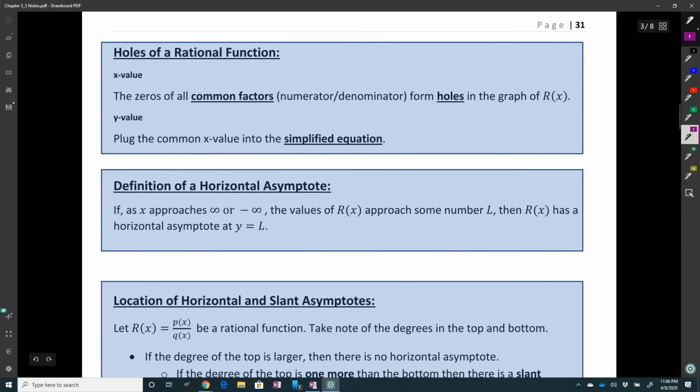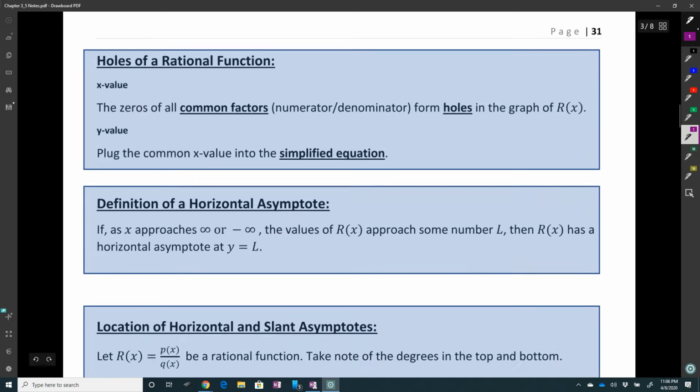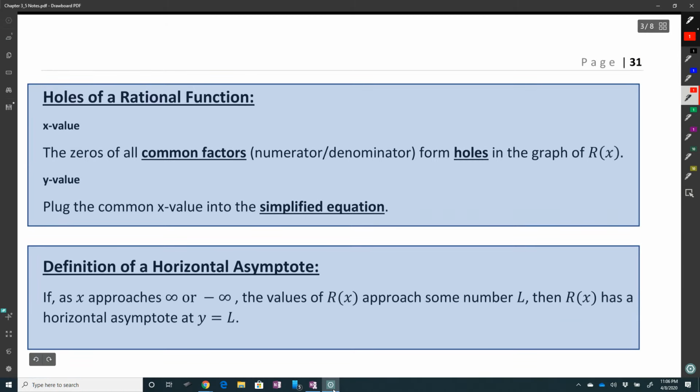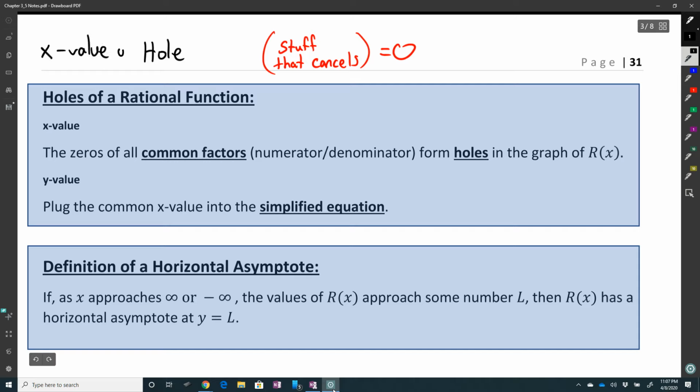So now we go to the holes. This is what I've been kind of talking about, but I never really told you how to find them. Anything that cancels out, you set it equal to 0 and you solve. That's how you find the x value of the hole. Whatever canceled out, set it equal to 0. That's your x value. To find the y value, you plug it into the simplified equation. That's it.